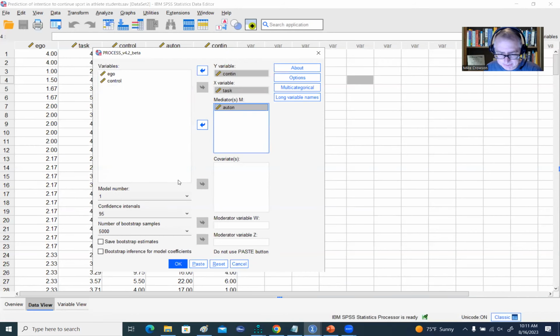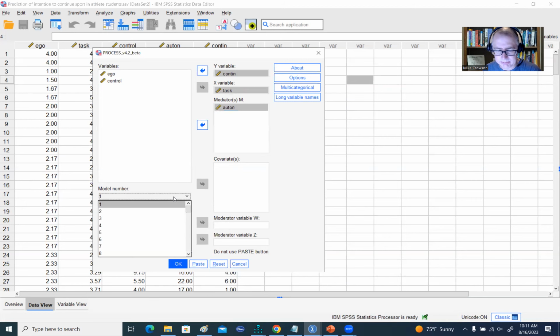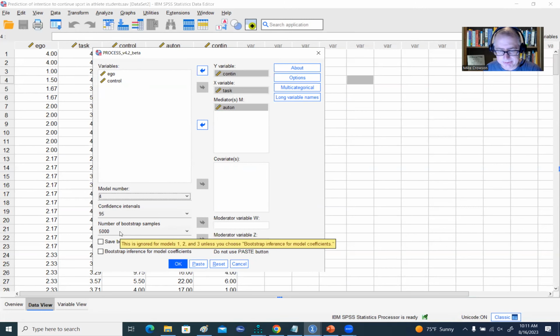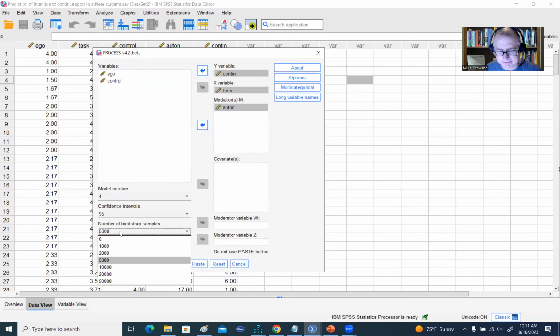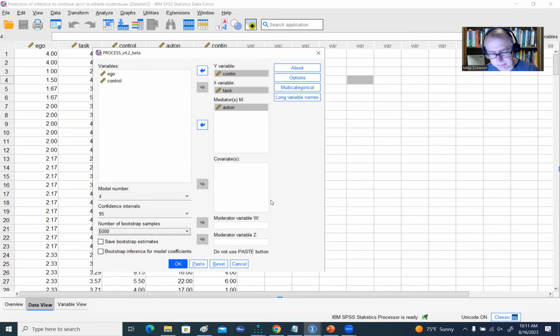mediator box. Now, in PROCESS, there are a large number of pre-programmed templates to carry out various analyses with different types of models. The model that we're going to select right here is model number 4, to carry out our basic mediation analyses. You'll notice too that we have the number of bootstrap samples. By default, it's set at 5,000. You can raise that if you want to, but it seems like a pretty reasonable number to work with.